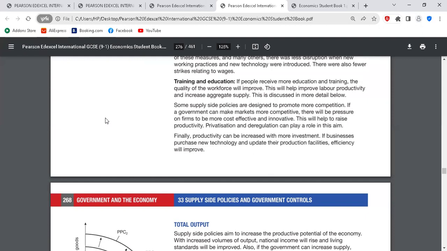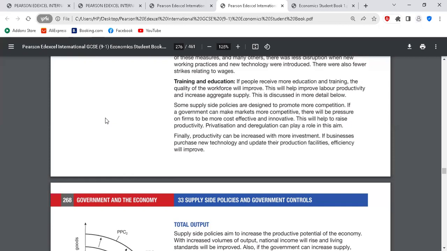So firms will think about innovative ways of increasing their output and reducing their cost, so that they can also sell at a reduced price, not to lose their customers. And finally, productivity can be increased with more investment. If businesses purchase new technology and update their production facilities, efficiency would also improve.